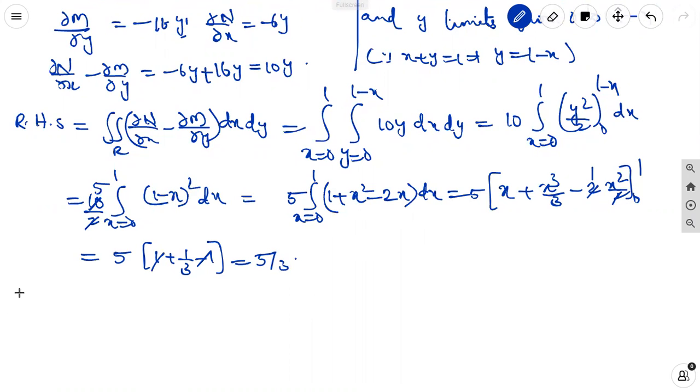So therefore, the double integral over R of dou N by dou x minus dou M by dou y into dx dy is equal to 5 by 3.